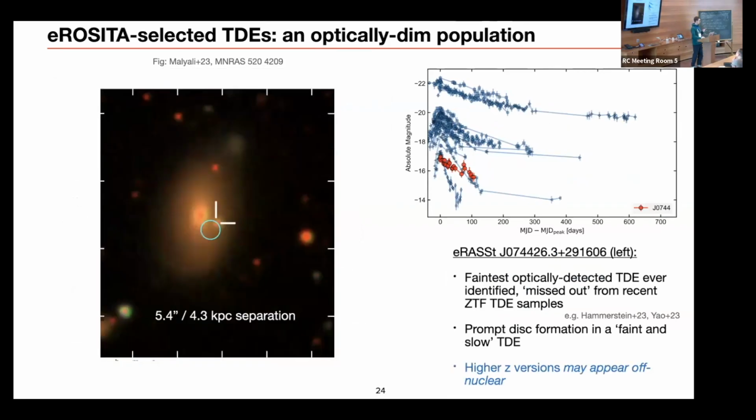Interestingly as well, this system was located in a smaller galaxy, 5.4 arc seconds off from the center of a larger galaxy. And so it's about 4 kiloparsecs projected offset. And so if you had similar TDE candidates where you've got a less good contrast between the two optical hosts, then such a TDE would also appear off nuclear. So this will be interesting to look for in next generation optical surveys.